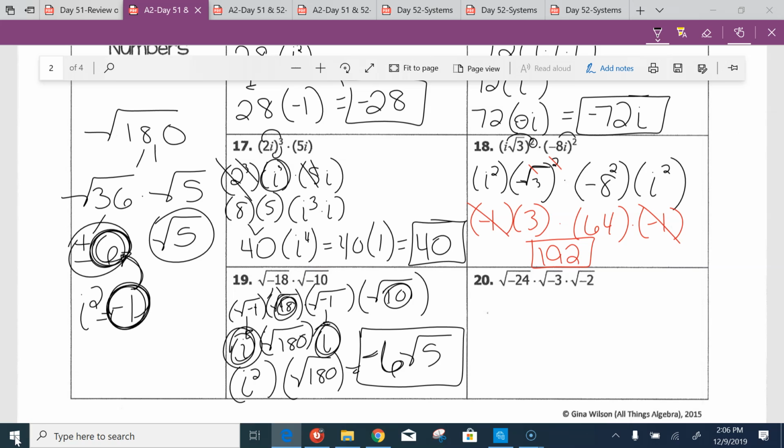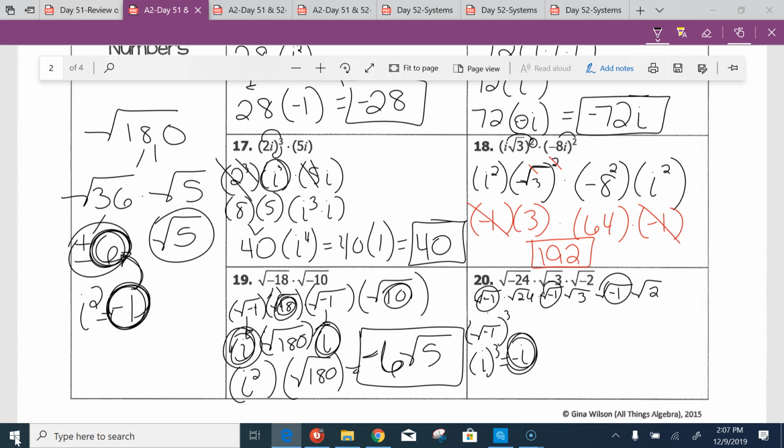And finally, number 20. So I need to break all this up. I know that I'm going to have a square root of negative 1 times a square root of 24 times the square root of negative 1 again times the square root of 3 times the square root of negative 1 again times the square root of 2. I have 3 square roots of negative 1. So I have the square root of negative 1 3 times. Or basically what I have is i to the third power. i to the third power equals negative i. So that's going to be my answer somewhere.